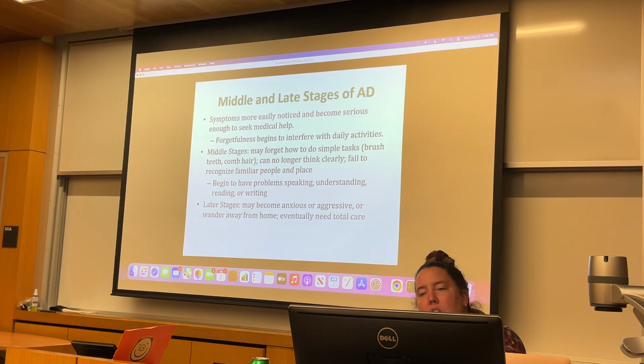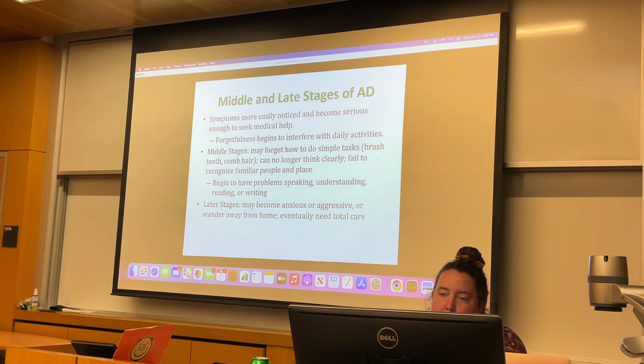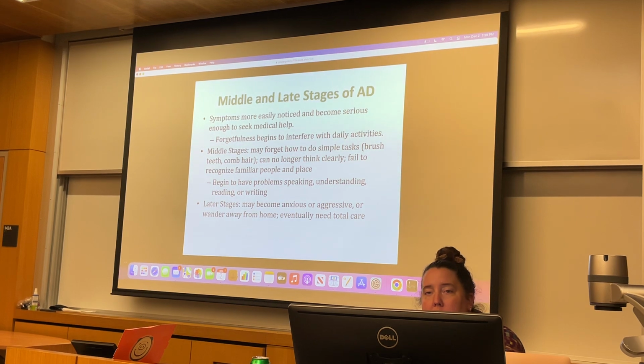Okay. In the middle and late stages of Alzheimer's disease, symptoms are more easily noticed and become serious enough to seek medical help. Forgetfulness begins to interfere with daily activities. People may forget how to do simple tasks, such as brush their teeth and comb their hair. Once people are unable to take care of themselves and do their own activities of daily living, they become reliant on others, right? So they're going to need home nursing and things like that.